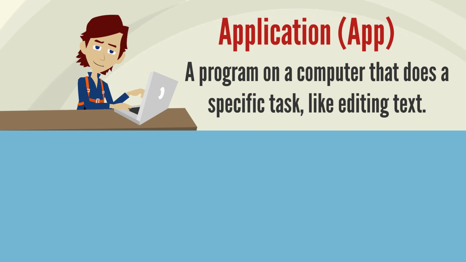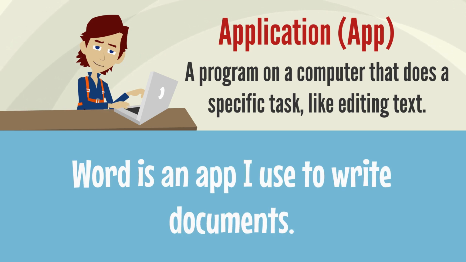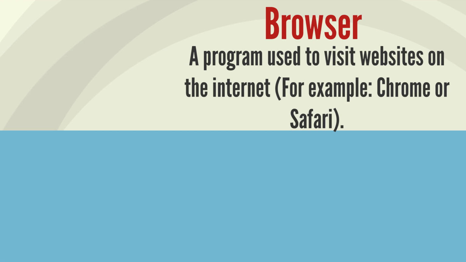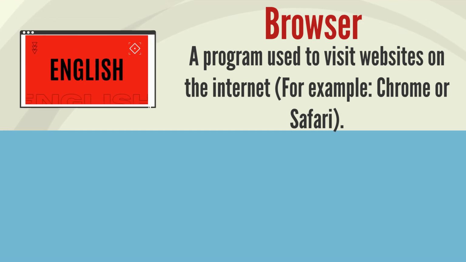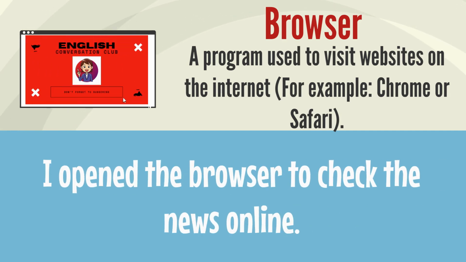Application. App. A program on a computer that does a specific task, like editing text. Word is an app I use to write documents. Browser. A program used to visit websites on the internet, for example, Chrome or Safari. I opened the browser to check the news online.